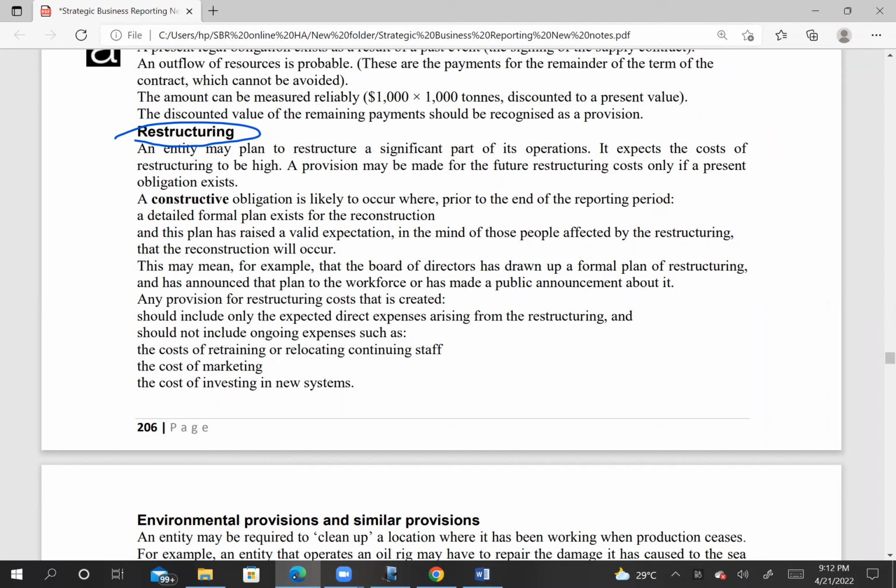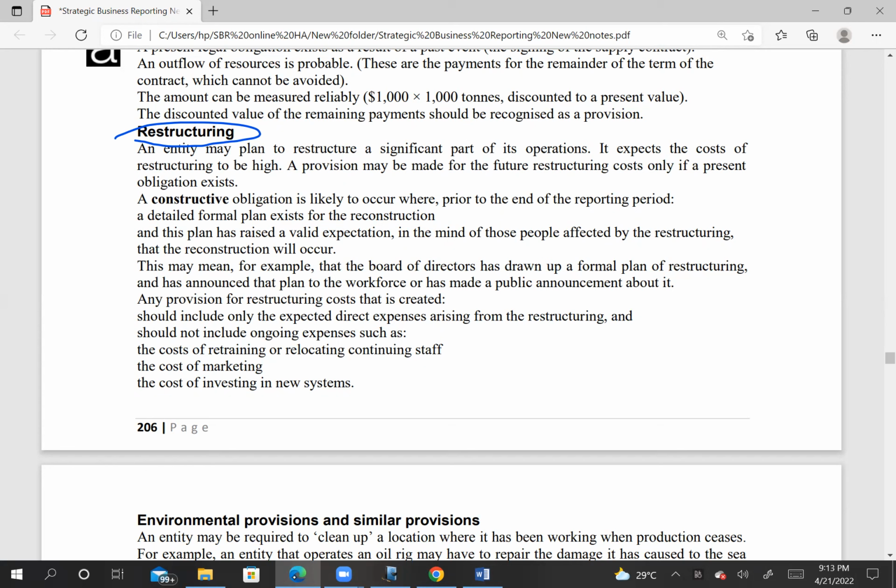So whenever there is a restructuring, when there is a reduction in the scope of a business, or whenever there is a change in the manner of doing business, there will be redundancies. The people will be terminated from their jobs. And when people are terminated from jobs, obviously by law, we have to compensate them. We have to give them redundancy costs, golden handshakes. So whenever there is a restructuring, we have to recognize a provision relating to restructuring.